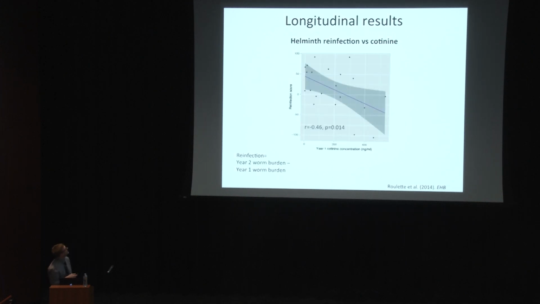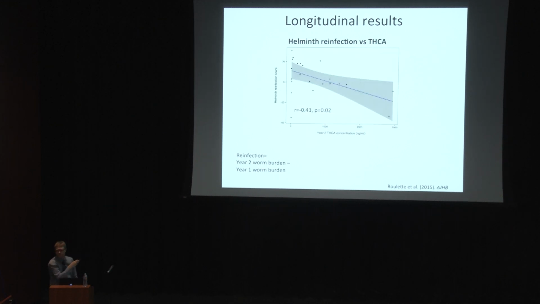So we find that the more people are smoking, so this is year 1, their cotinine concentrations were predicting less reinfection. So the greater you're smoking, the less parasite reinfection you're getting. This is tobacco, and this is cannabis. For both of them, we had this effect. The more THC you're smoking, the less helminth reinfection you have.